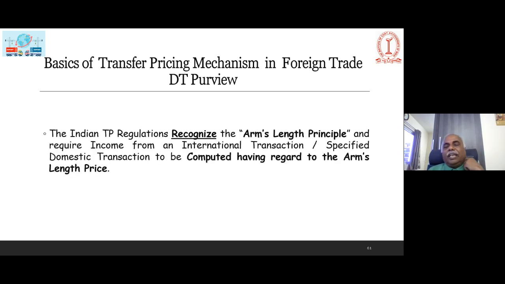The Indian regulations recognize the arm's length principle. No question whether you are transferring products or services to your entities. It should be market-driven rates, not low rates or high rates. Income from international transactions and specified domestic transactions is required to be computed with arm's length price. It should be arm's length price.